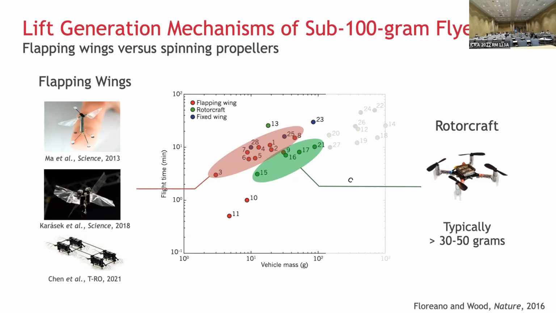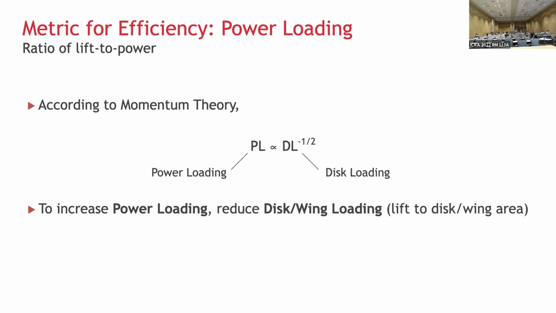So according to one simplistic model, which is momentum theory, when we want to characterize the efficiency of flyers, we can look at power loading. Power loading means the ratio of the lift the mechanism generates over the power input. This momentum theory is actually rather simplistic. It doesn't take into account Reynolds number or efficiency in that aspect.